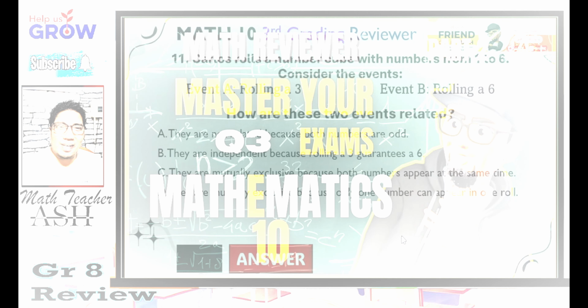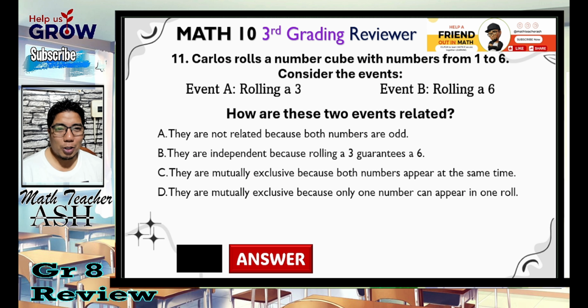Question number 11. Carlos rolls a number cube with numbers from 1 to 6. Consider the events. Event A, rolling a 3. Event B, rolling a 6. How are these two events related?